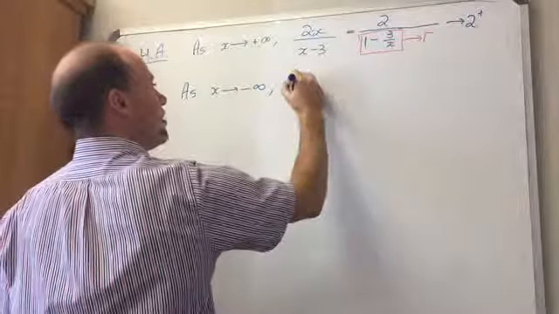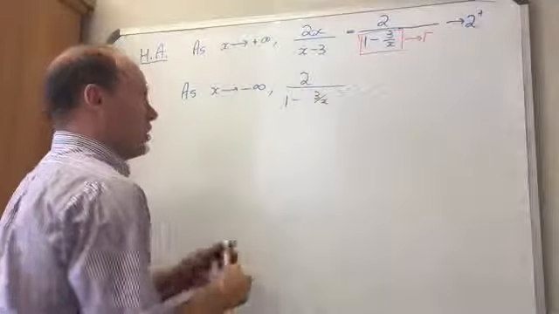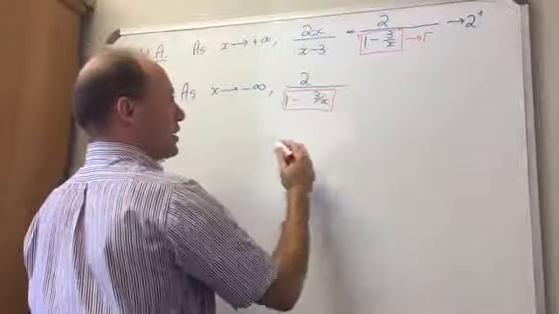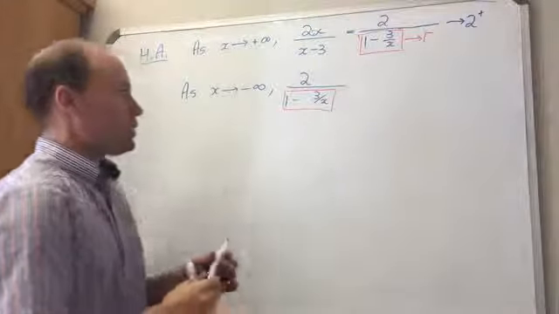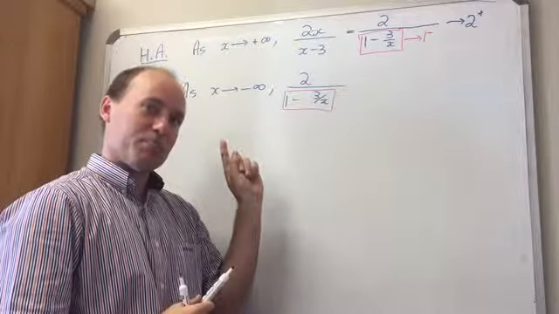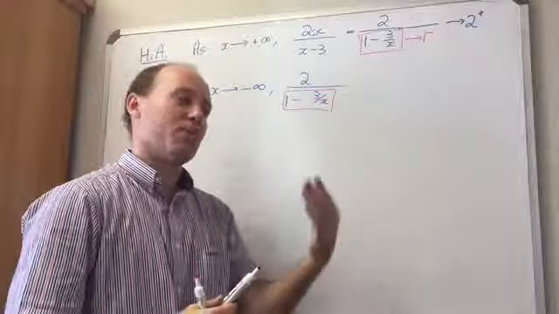And similarly, as x tends towards minus infinity, what happens? So we've got this same expression here, 2 over 1 minus 3 over x. So the bottom, what happens here? So x is tending towards minus infinity. That means that 3 over x tends towards 0 from the right.